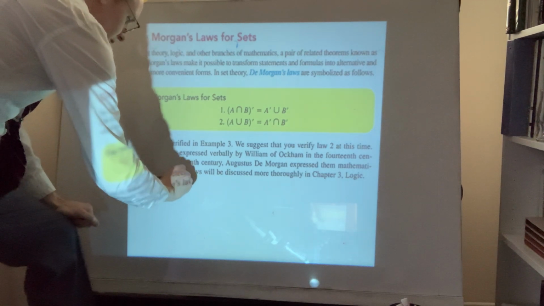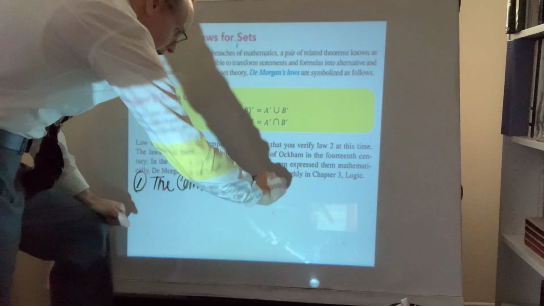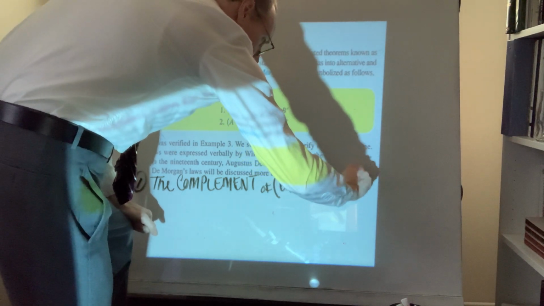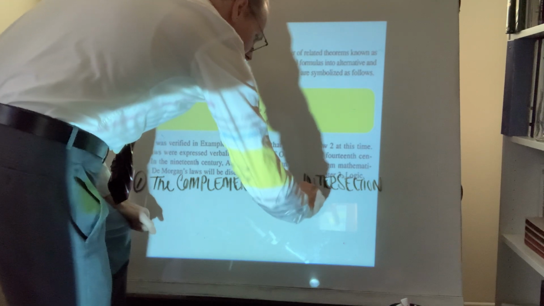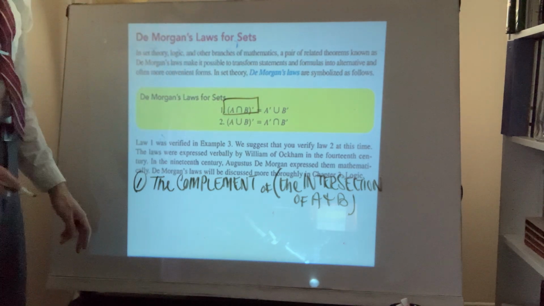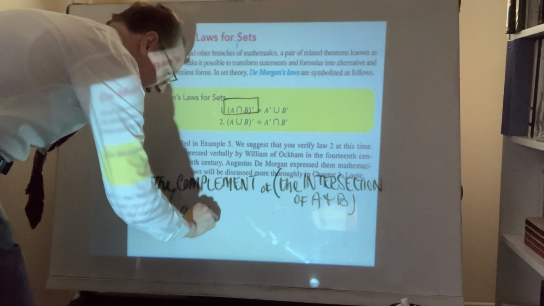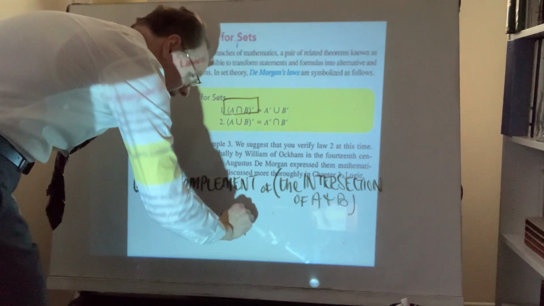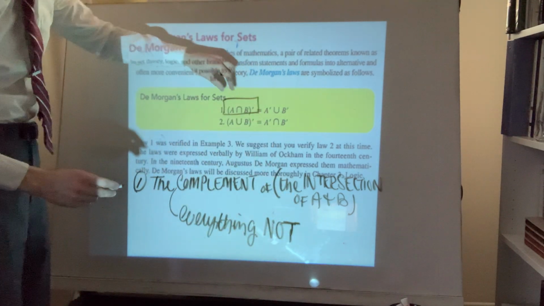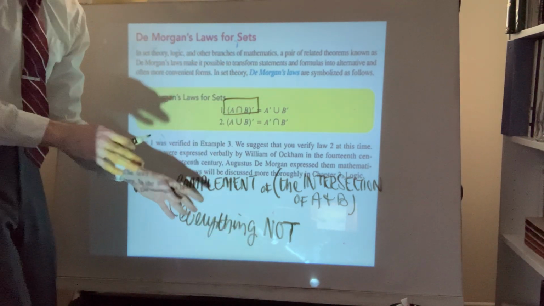The complement of the intersection of A and B is just basically that much verbalized. What does the complement actually mean? Remember, the complement is everything that is not. So what you would have to do is first find the intersection of A and B, and then look specifically for things that are not that. It's maybe a little kooky.